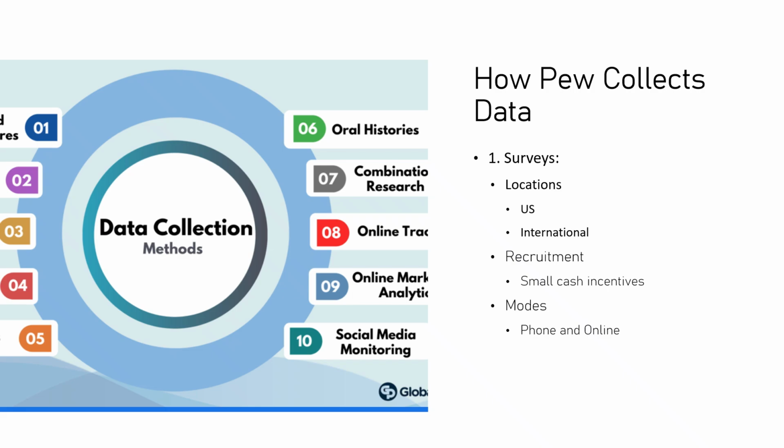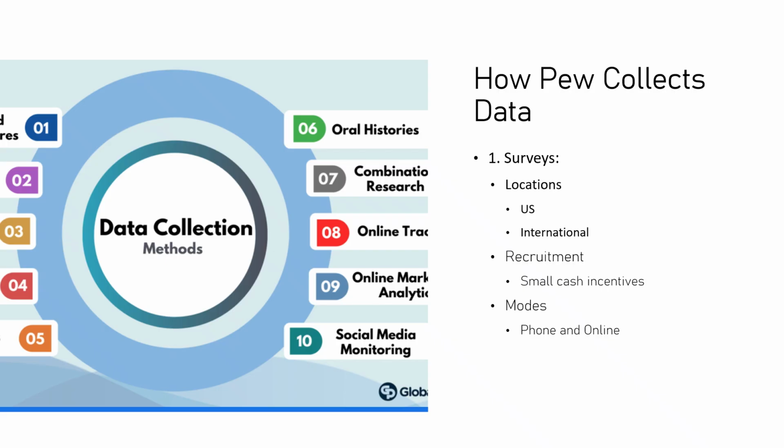First, Pew conducts surveys across diverse locations, including the United States and multiple international regions. This broad geographic scope is done in order to help them gather a wider range of perspectives and insights. They recruit participants for Pew surveys using various methods. To encourage participation, they offer small cash incentives, which helps increase response rates, and they are able to be picky and create a representative sample.